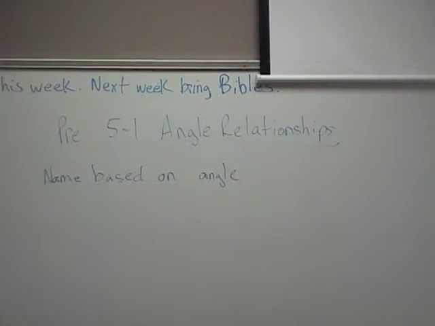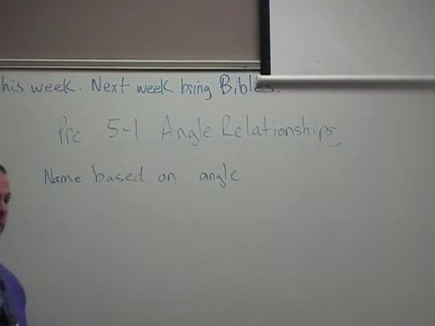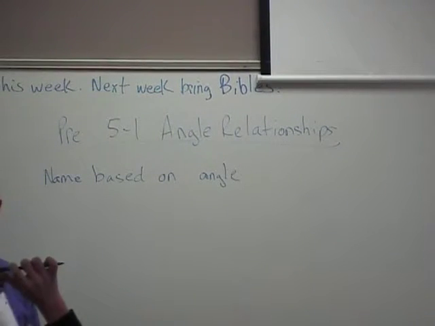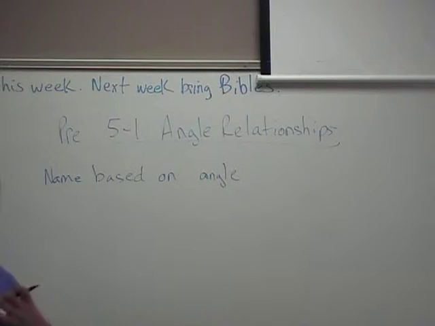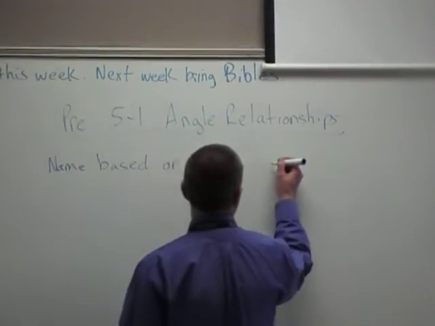We're going to name some things based on angles. Can you give me some names of things that are based on angles? If your hand's not up, then you better be writing these things down. Obtuse is one. Another one? Isosceles. No, that's not based on angles, that's based on sides. Right angle is one. Acute.